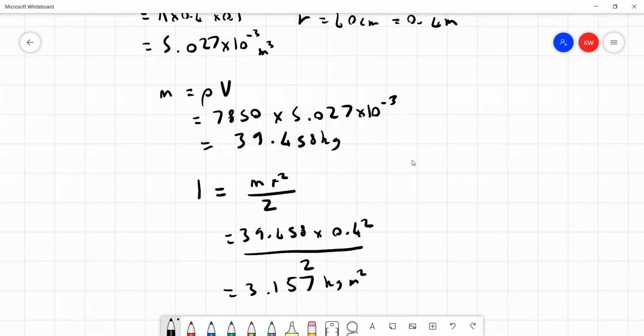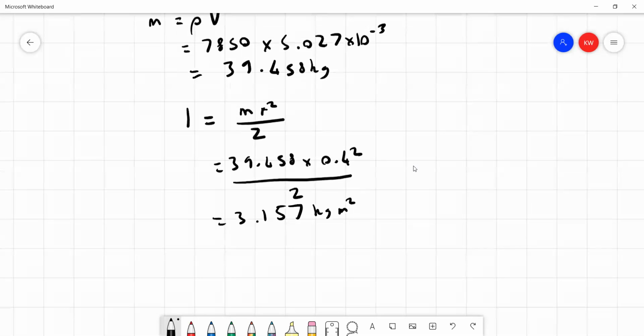Again, I'm using the exact calculator value for M. So you may have something slightly different that's in that region, then you're correct. And that's the answer to the question there.